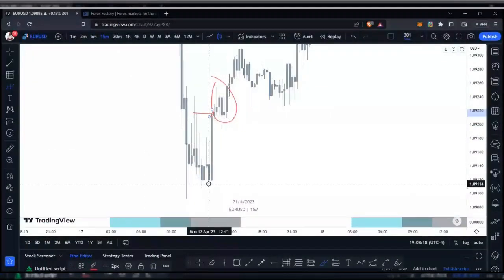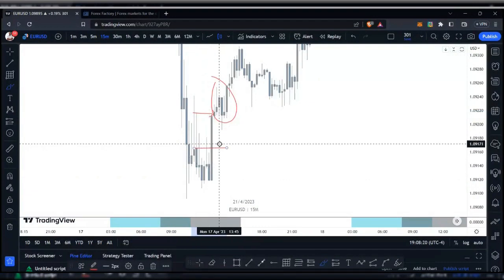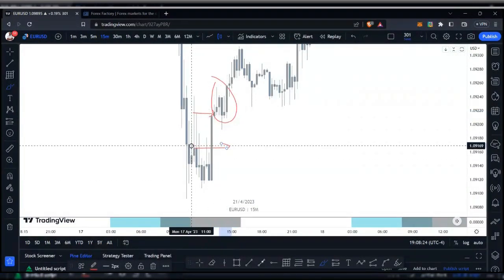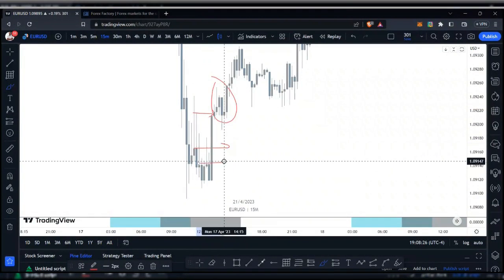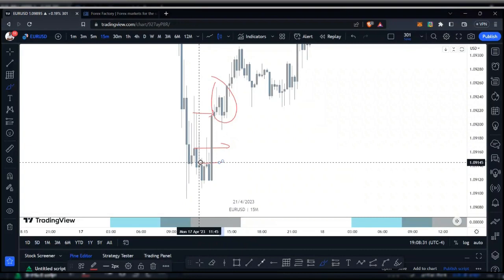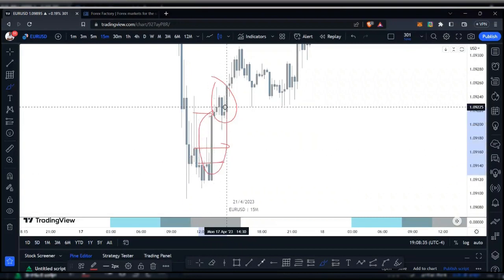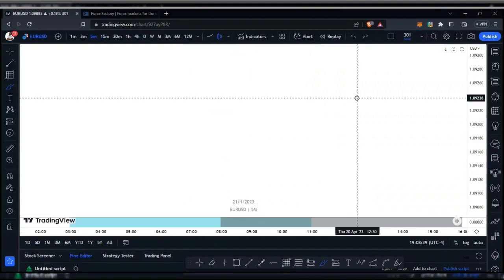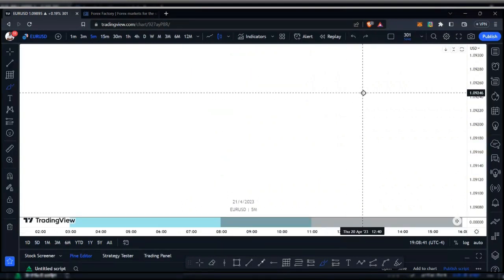In fact, the break of structure for me on this trade is here. This is the low. In fact, it's here, sir. This candle broke that structure for me. But some people prefer that other one. So one thing I advise, if you want to confirm a break of structure, just go to one time frame ahead, one time frame higher.